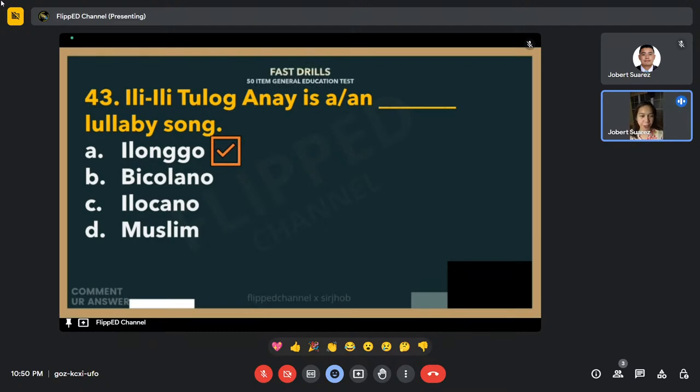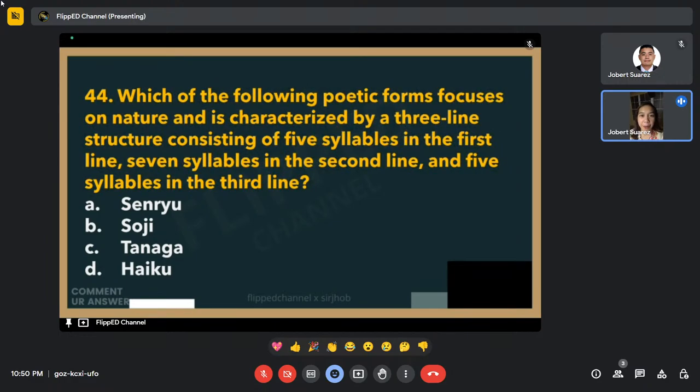Okay? Number 44. Which of the following poetic form focuses on nature and is characterized by a three-line structure consisting of 5 in the first, 7 in the second, and 5 in the third line? What type of poetry is that? Time's up. The correct answer is letter D.